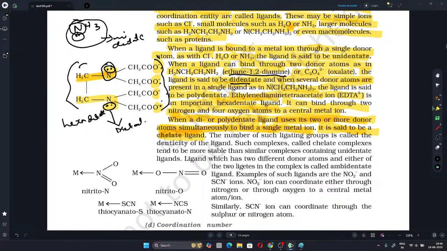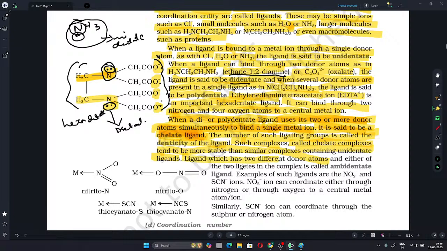Uses its 2 or more donor atoms simultaneously to bind to a single metal ion. It is said to be a chelate ligand. This is referring to the ligand. The number of such ligating groups is called the denticity of the ligand. Such complexes, called chelate complexes, tend to be more stable than similar complexes containing unidentate ligands.